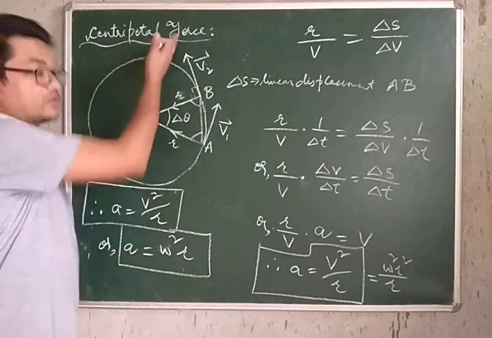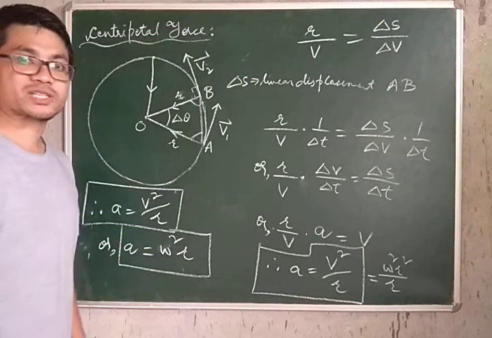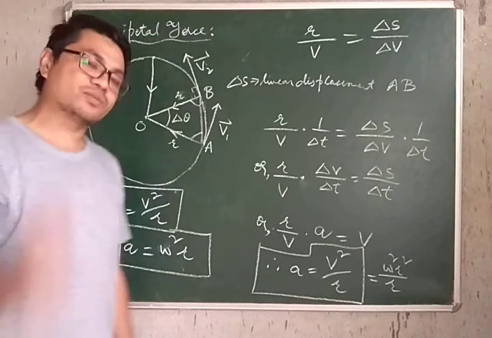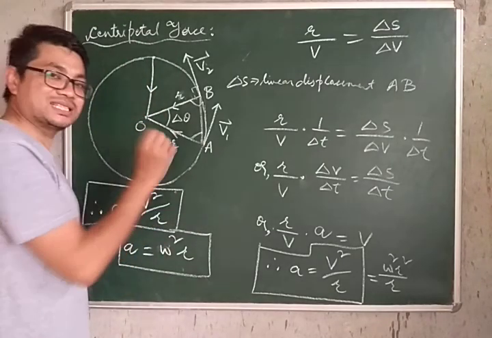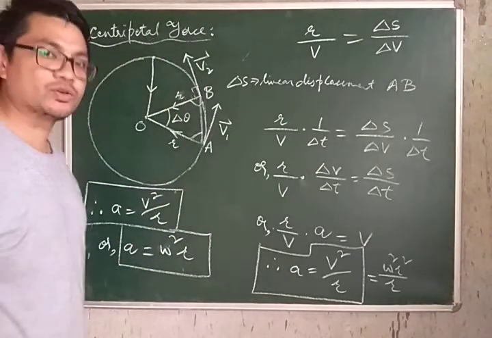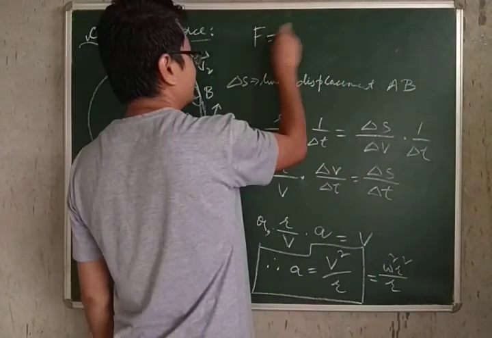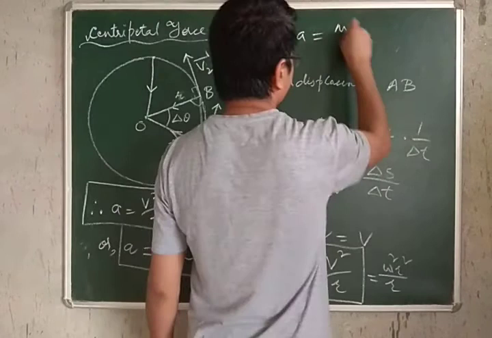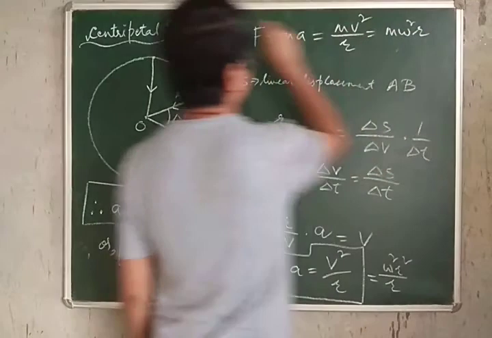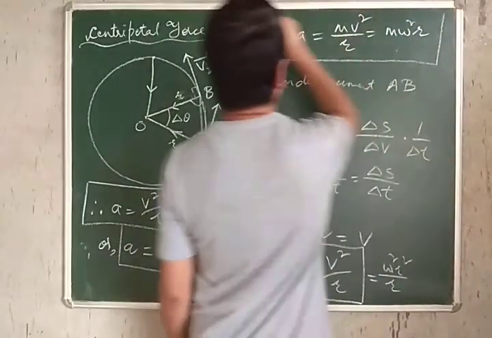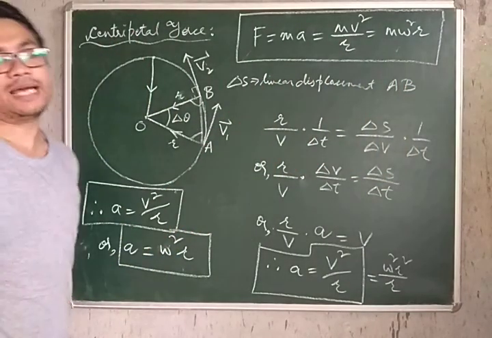But we want to derive an expression for centripetal force. Once we've derived this, deriving the expression for centripetal force is no big deal, because we've learned from Newton's second law of motion that force is mass into acceleration. Now if m is the mass of the body executing uniform circular motion, then the centripetal force, that we call F, is mass into acceleration, which is m v squared by r, or so to say m omega squared r. So this is the expression for the centripetal force, and this is the expression for the centripetal acceleration.